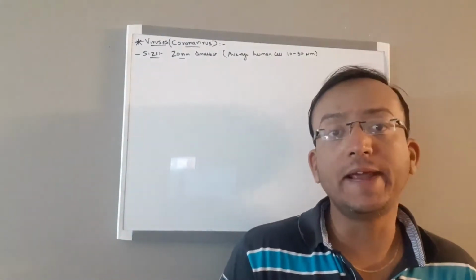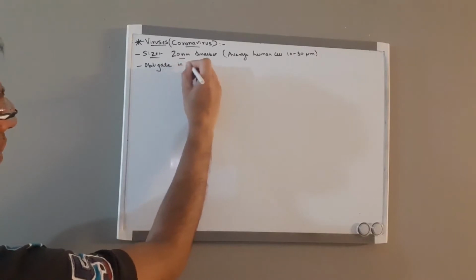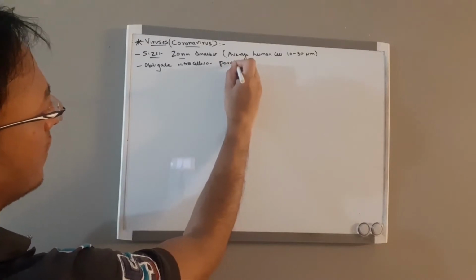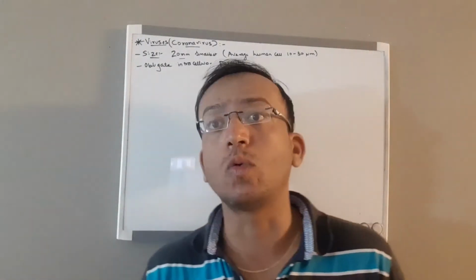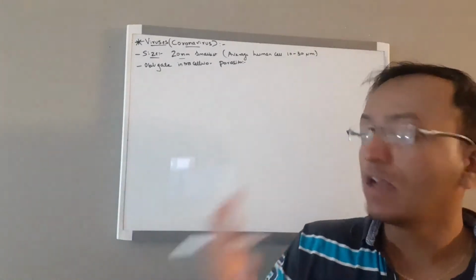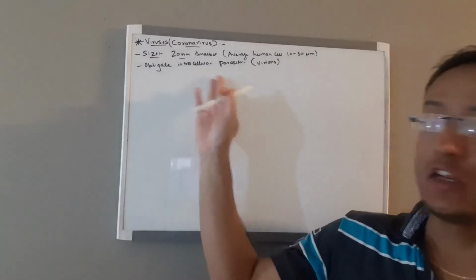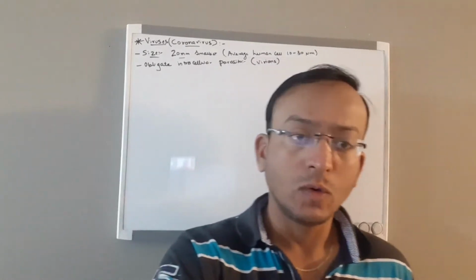Viruses are also obligate intracellular parasites. That means they are completely dependent upon the internal environment of the cell to create new infectious virus particles that are called virions, right? So obligate intracellular parasite means they are dependent on the internal environment of the cell to create new infectious particles, right?